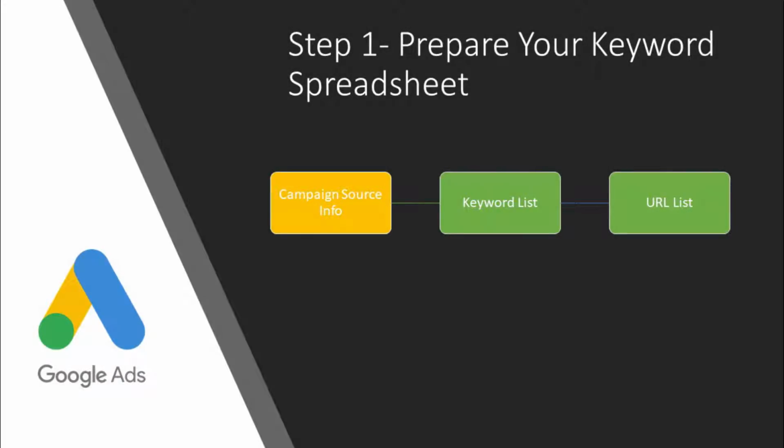So step number 1 is prepare your keyword spreadsheet. Before we do anything in Google Ads Editor, we need to prepare our keyword spreadsheet first. To do that, download and open your keyword build template spreadsheet either in Excel or you can do that online on Google Sheets. I'm going to use Excel in this video.